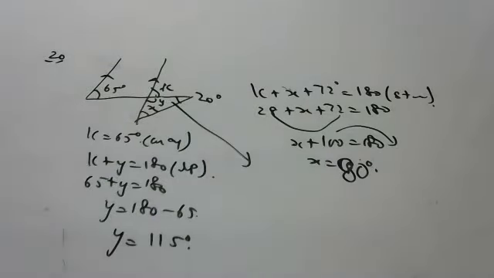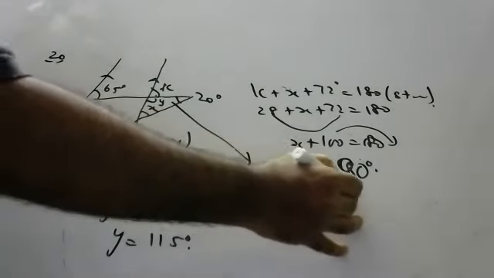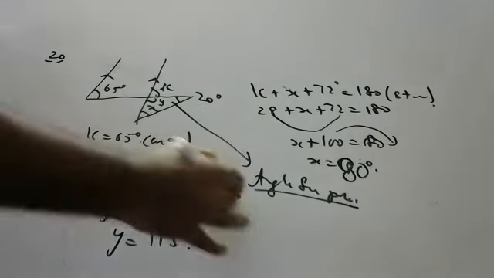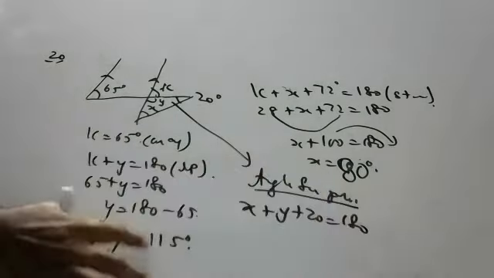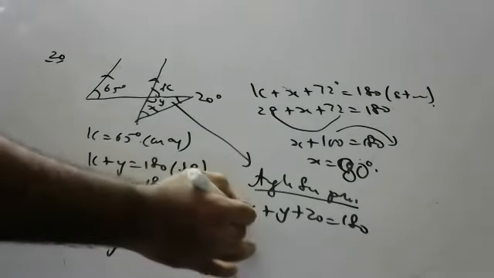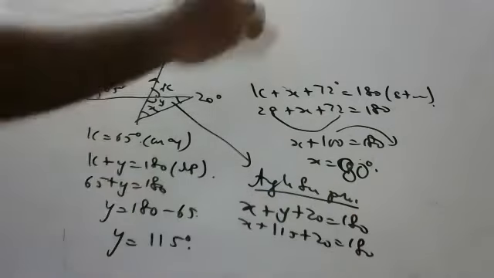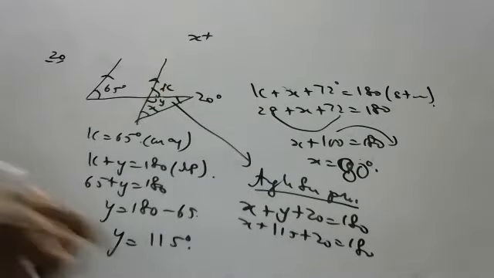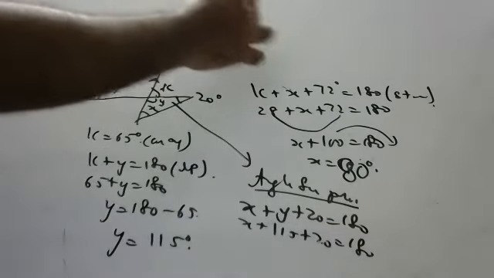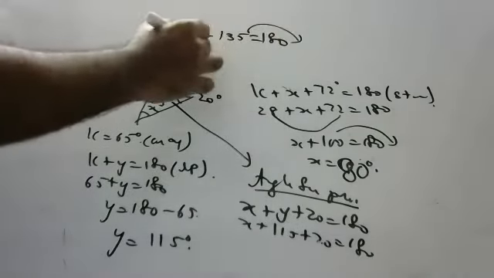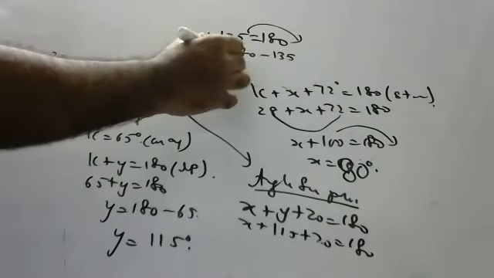Now apply angle sum property. Children, you know the angle sum property is how much? 180 degrees. So how will you apply it? x plus y plus 20 is equal to 180. But y is how much you got? 115. So x plus 115 plus 20 is equal to 180. x plus 135 is equal to 180. x is equal to 180 minus 135. x is equal to 45 degrees.